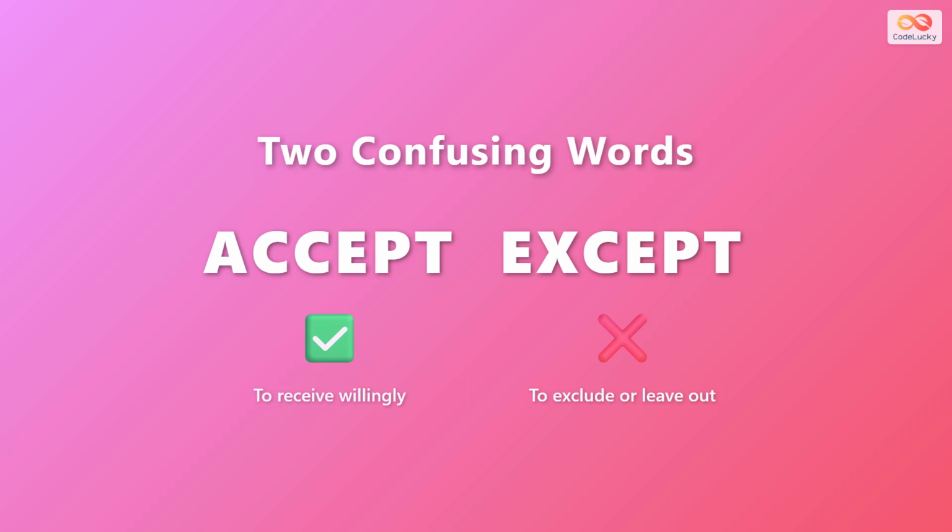Let's start by learning the basic meanings of these two words. Accept means to receive something willingly or to agree to take something that is offered to you. Accept means to not include something or to exclude something from a group. Notice the difference. Accept is about receiving, while accept is about leaving something out.